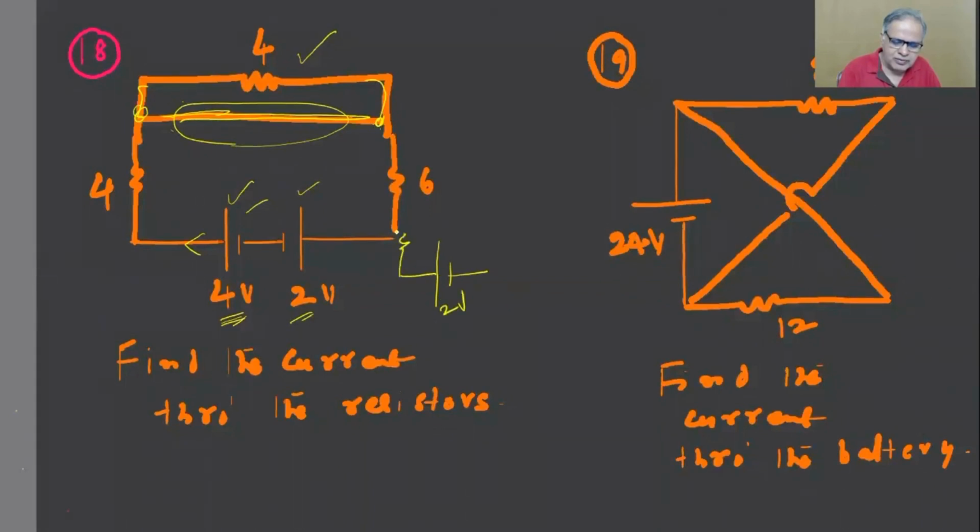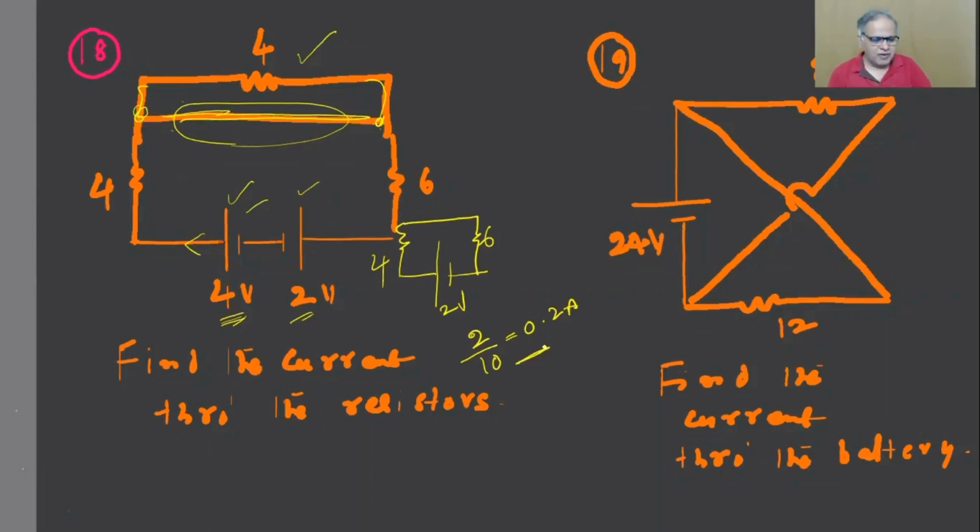And then 4 and 6. So what do I get now? 2 by 10. Any problem with this, children?